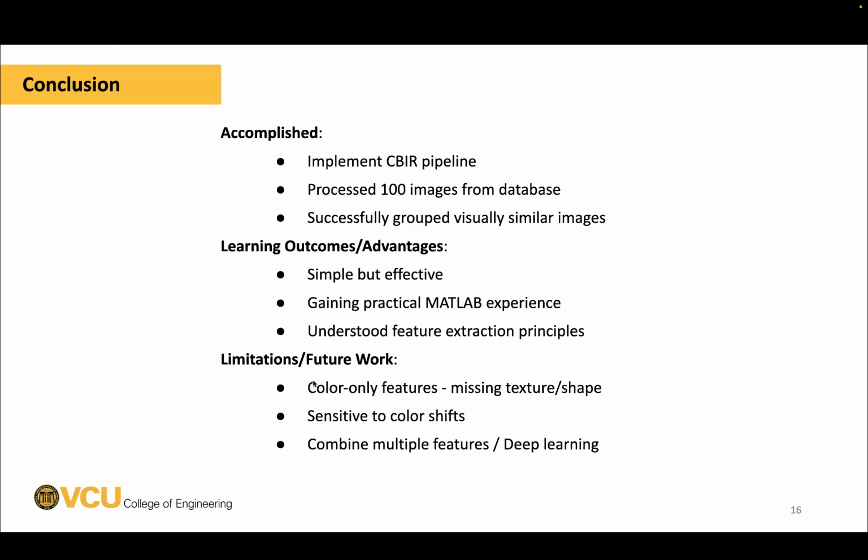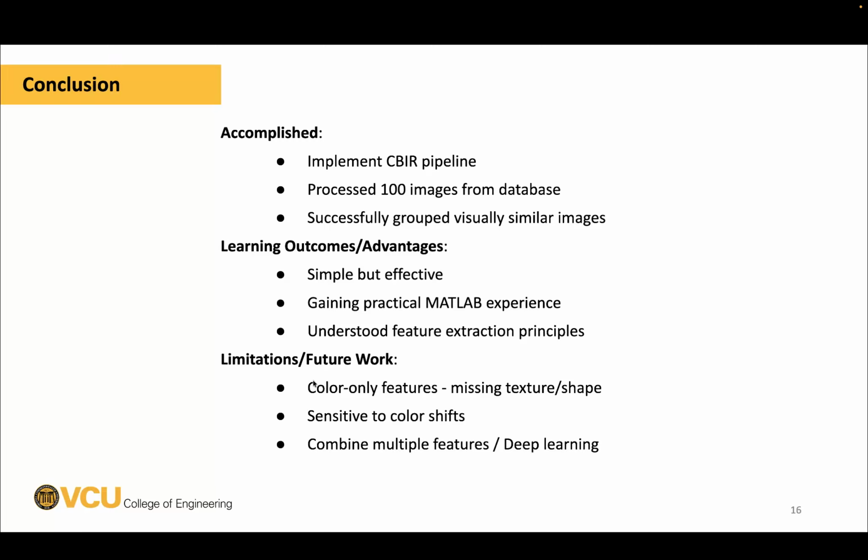So before we get to the demo and conclusion, the implementation successfully implemented a CBIR pipeline that processed our 100 images, and the 6-bit color quantization provided an effective balance between being computationally efficient and still maintaining discriminative ability. And our implementation correctly grouped visually similar images.